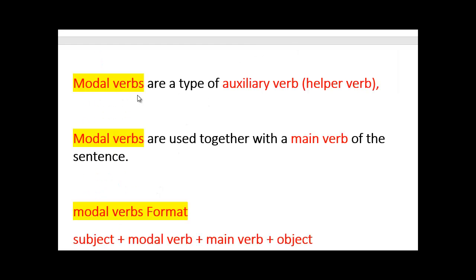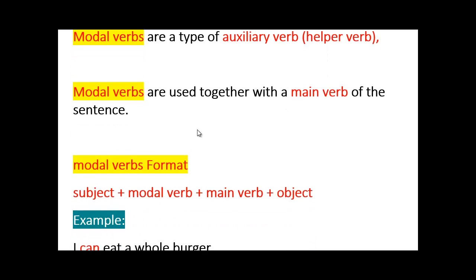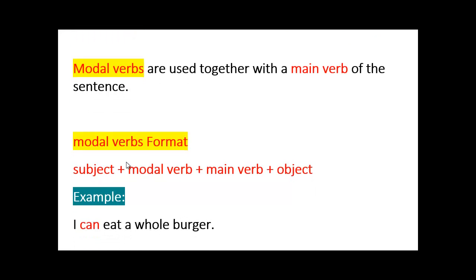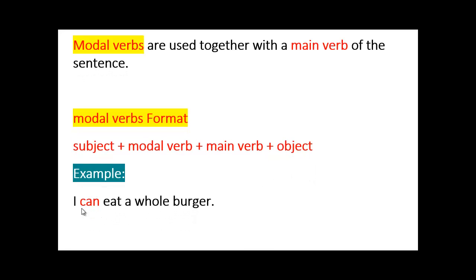As we said, modal verbs are auxiliary verbs or helping verbs, and they are used with a main verb. So the format for using modal verbs will be a subject plus a modal verb plus a main verb plus the object. So, I can eat a whole burger. I is the subject, can is a modal verb, eat is the main verb, and the burger is the object. You got that? So that is the basic format for modal verbs.